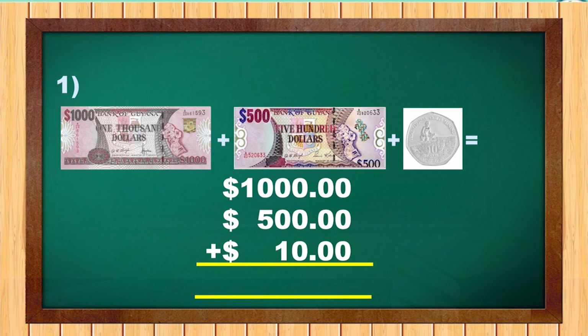Yes, if we add 1,000 plus 500 plus 10, we will get $1,510. What will we get? $1,510. Now I want you to pay close attention to how these operations are being set down so that you know that each digit must fall correctly in the correct place value.